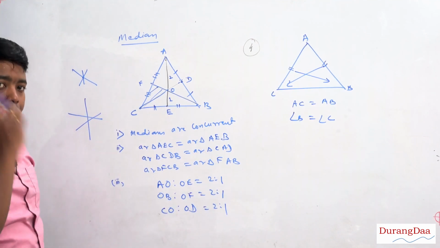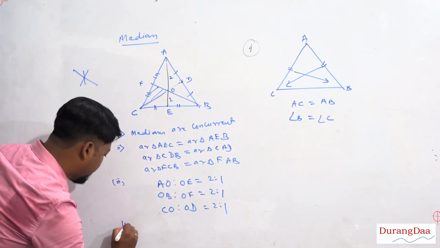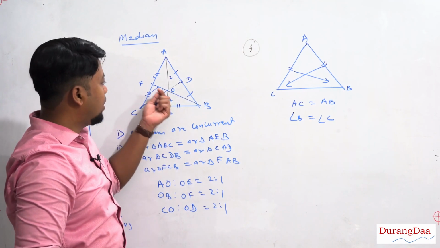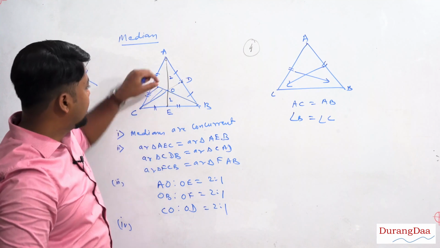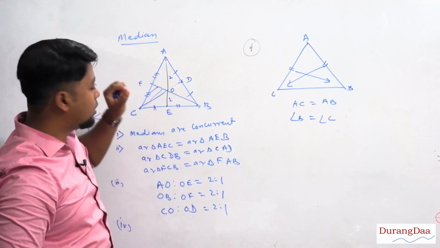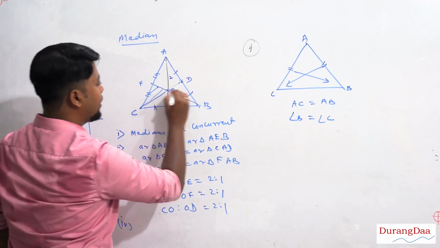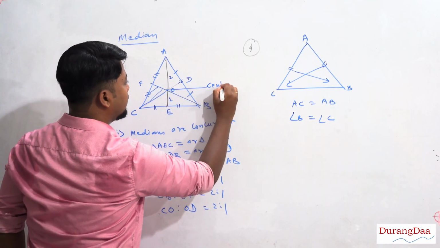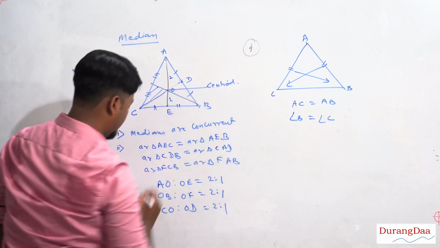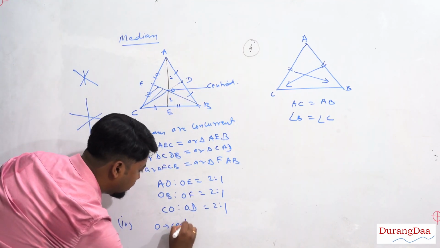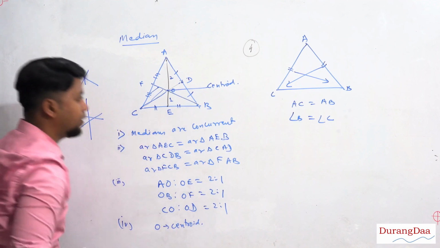No problems here. And the final point: the point where all the medians of a triangle intersect, there is a special name to it. We call that point the centroid of the triangle. So, point O here, this is the centroid. So, O is the centroid of the triangle.